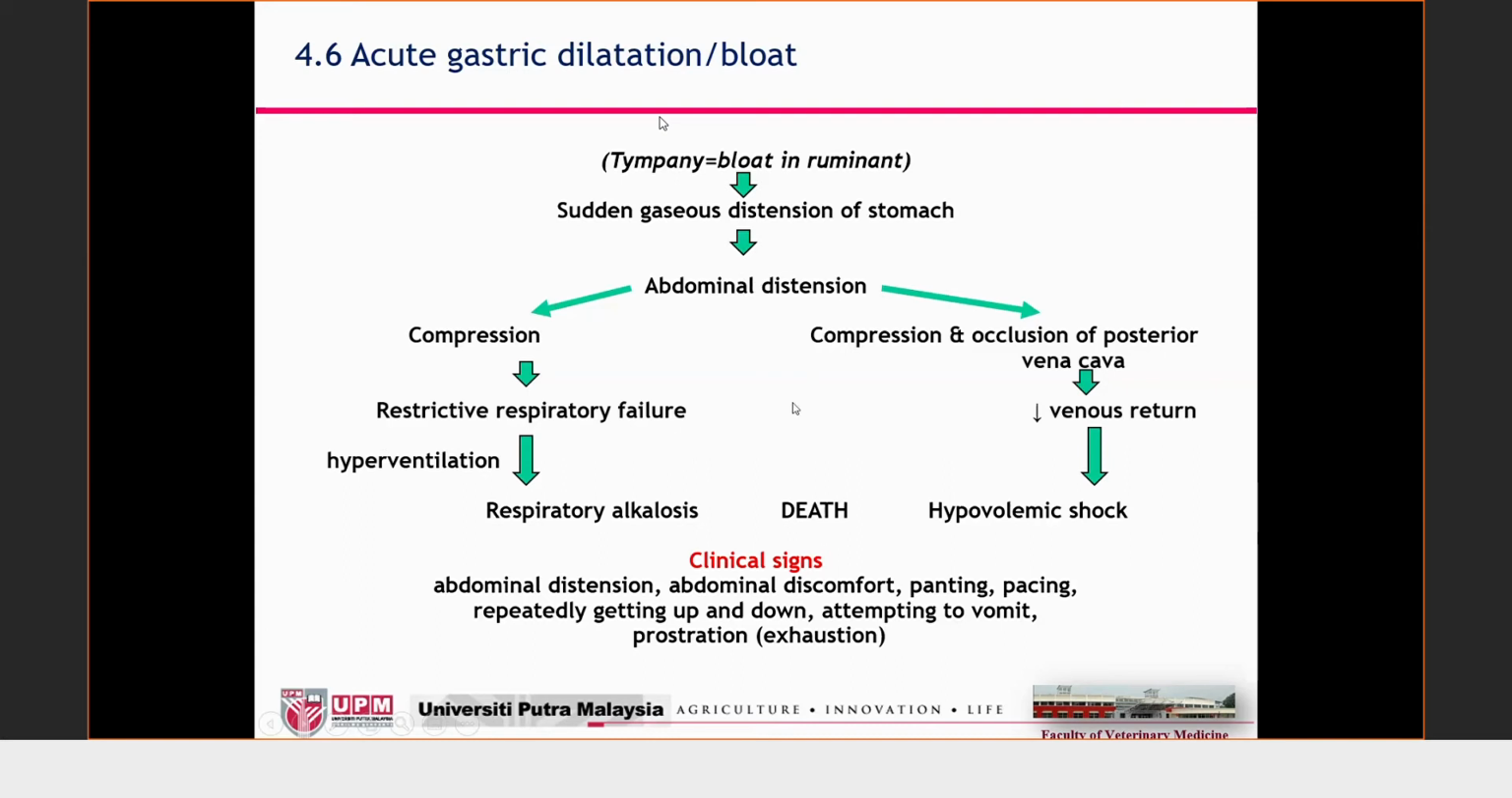At the same time, when there is abdominal distension, there is compression and occlusion of the blood vessel, the posterior vena cava, and that leads to low venous return and hypovolemic shock. As we are quite familiar with from our previous lecture, the clinical signs observed in cases of bloat involving abdominal distension: the animal might show abdominal discomfort, panting, pacing, getting down and up and down, attempts to vomit, and prostration.